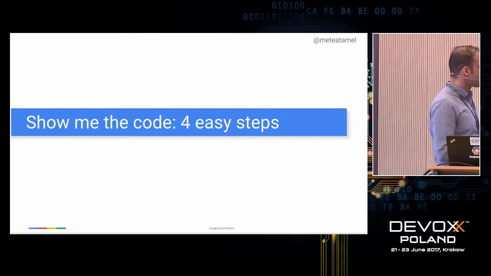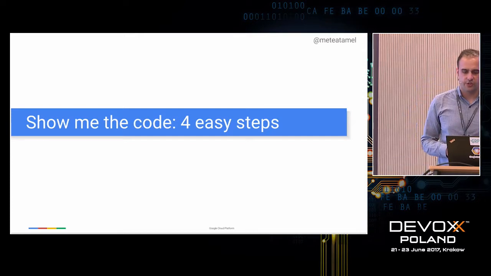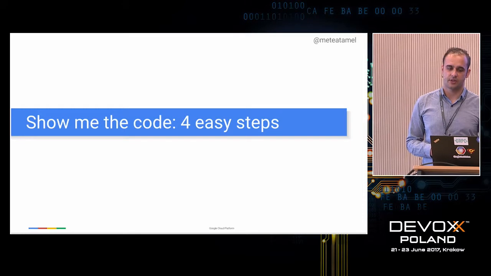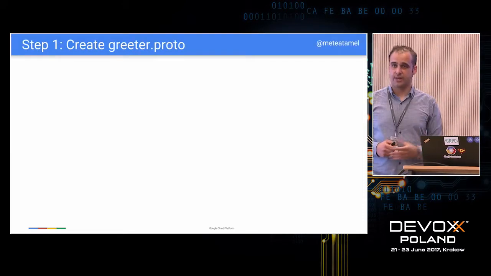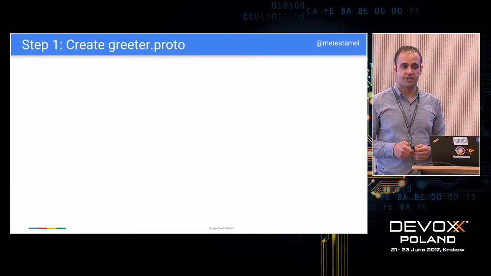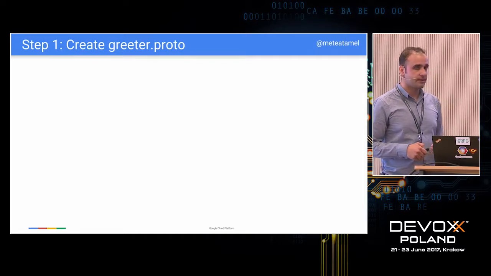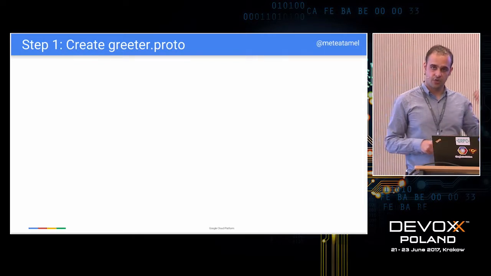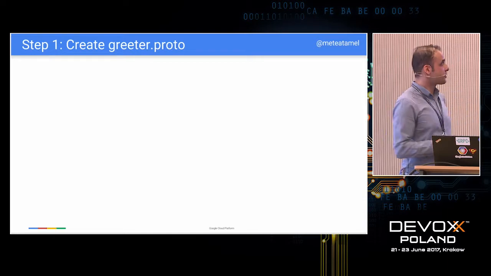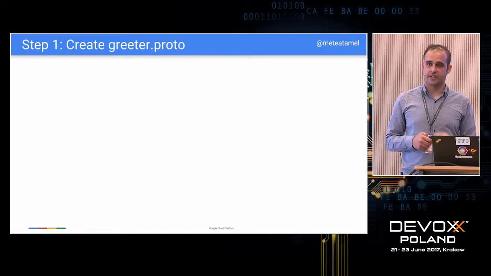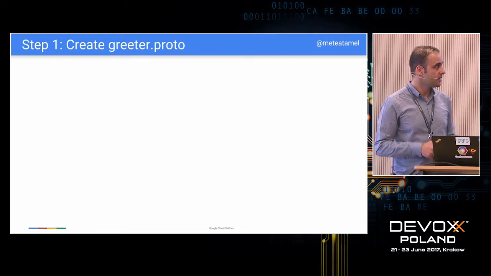All right, so let's look at the code now. It's basically 4 steps that you need to do when you write gRPC code. The first thing is, as I mentioned multiple times now, the service definition file. So let's say we want to build this hello world application that I showed earlier. First, you need to create a greeter.proto. This is a service definition file that will define our service.